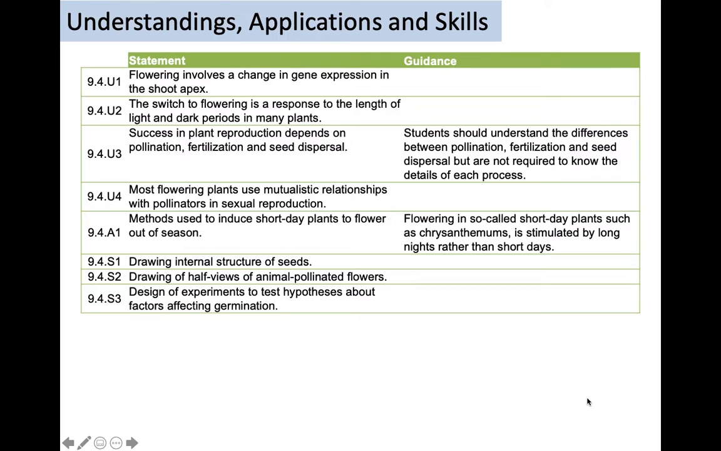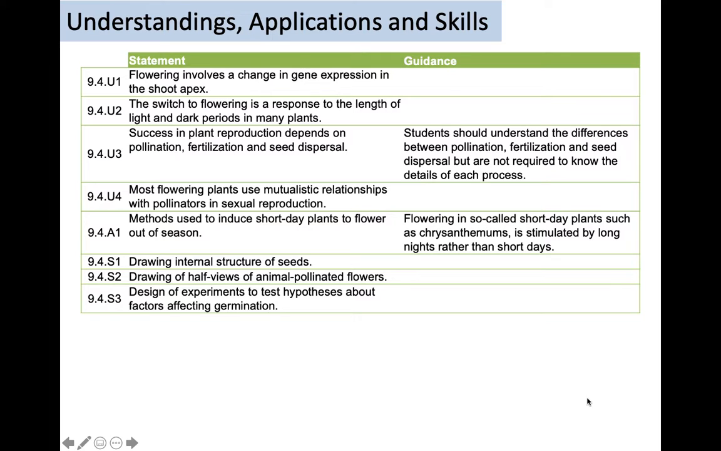And the switch to flowering is a response to the length of the light and dark periods in many plants. So some plants will only flower when they have a lot of sunlight, and some will flower when there's not a lot of sunlight. Another one is that success in plant reproduction depends on pollination, fertilization, and seed dispersal. You should know the differences between pollination, fertilization, and seed dispersal, but you don't need to know the details.